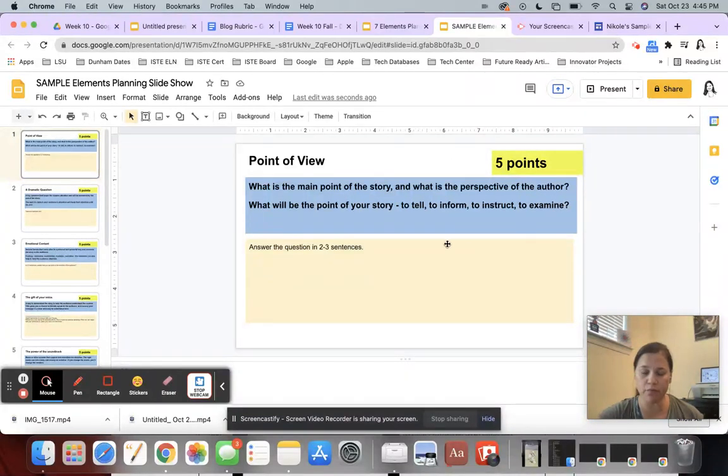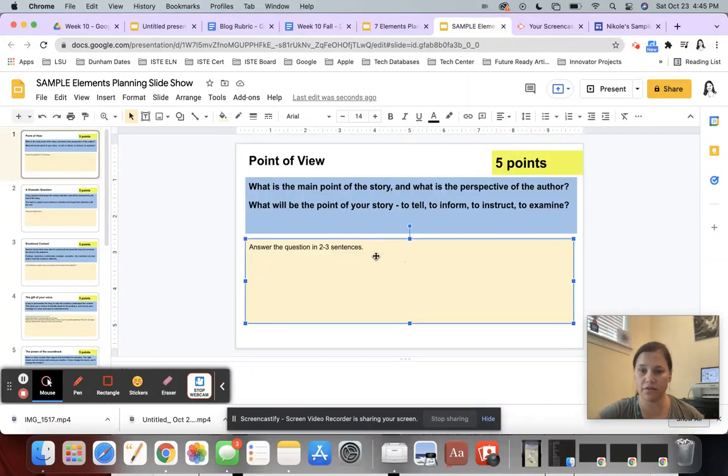So this is where 5 points. What's the main point of your story? What is the perspective of the author? And what will be the point of your story? Are you trying to inform? Are you trying to instruct? What are you trying to do? Are you trying to tell them something, examine something?